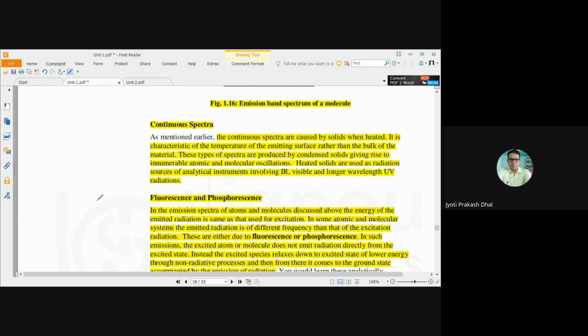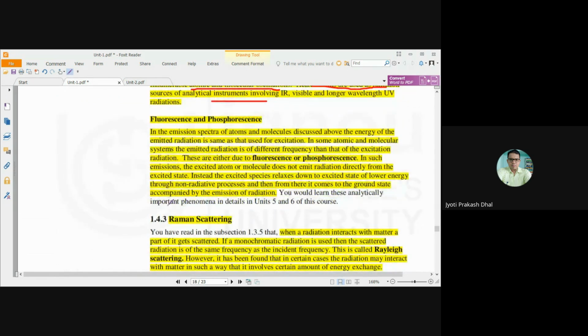Now coming to continuous spectra, the continuous spectra are caused by solid substances. When solid substances are heated, it is the characteristic of the temperature of the emitting surface rather than the bulk of the material. These types of spectra produced by condensed solid substances give rise to atomic or molecular oscillation. So heated solids are used as the radiation source in analytical instruments involving IR, visible, and UV radiation.